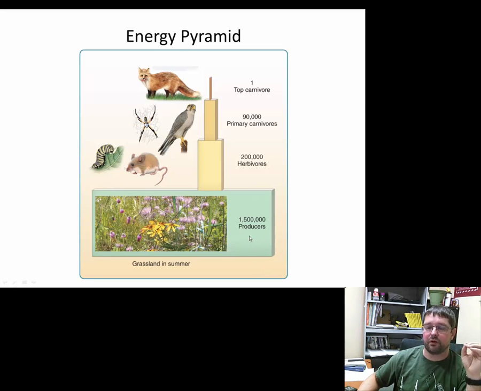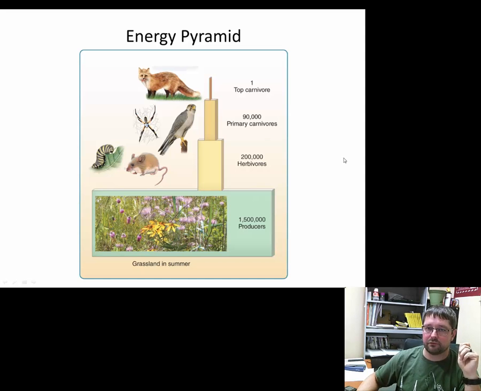Grassland, so let's say there's 1.5 million producers. And then you get these herbivores that are consuming those producers. You might have 200,000 of them. You get these primary carnivores that are eating these herbivores, about 90,000, and then you get one top carnivore that is eating these 90,000 primary carnivores.